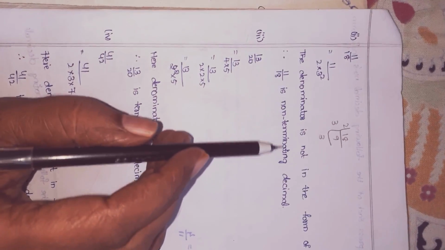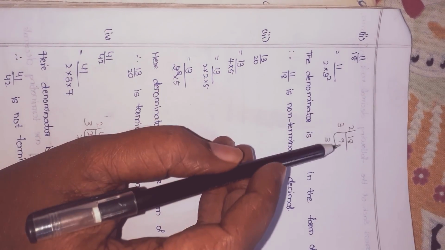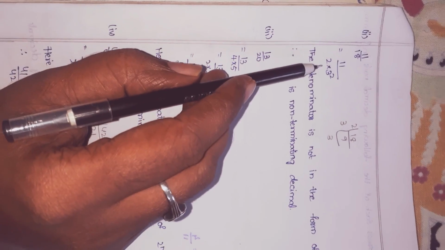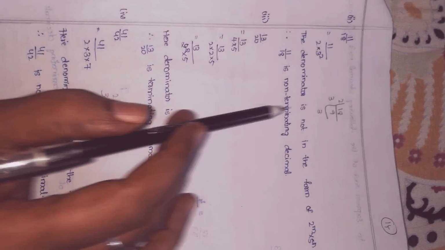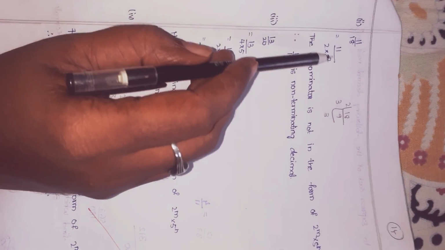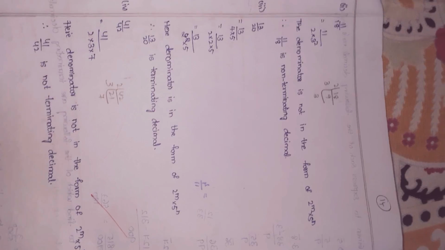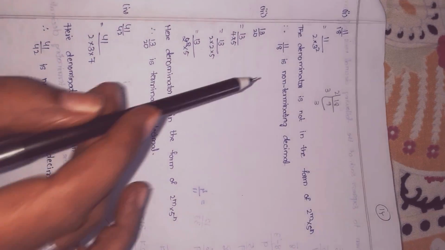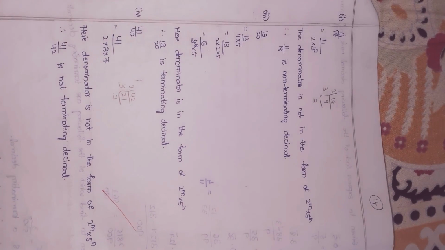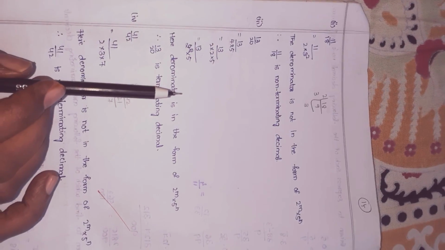In this second one, 11 by 18, children. So first, here the denominator, what can we write, children? 18 means 2 9s are 18, 9 is 3 3s. So 11 by 2 into 3 square, children. So the denominator is not in the form of 2 power m into 5 power n, children. Here extra 3s came. So extra 3s came, condition failed. So 11 by 18 is a non-terminating decimal. Is it clear, children?